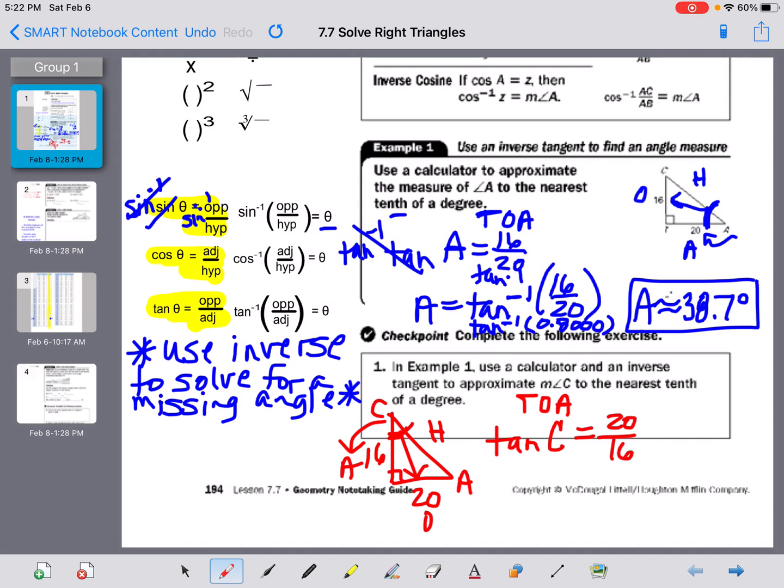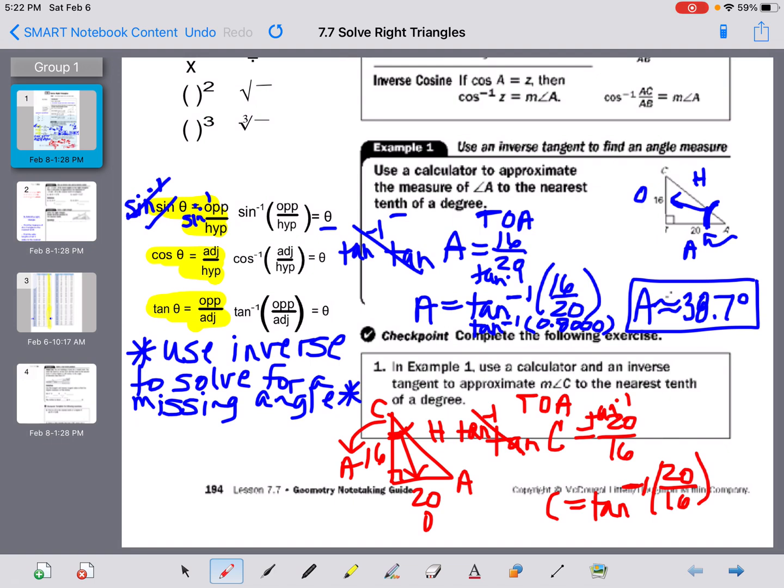Now, we're solving for C. What's connected to C? The tangent. How do I undo tangent? I take the tangent inverse. What do I do to one side? I have to do to the other. These two cancel, and I get C equals, always put the tangent inverse first, and then 20 over 16. Okay, I'm going to my calculator.